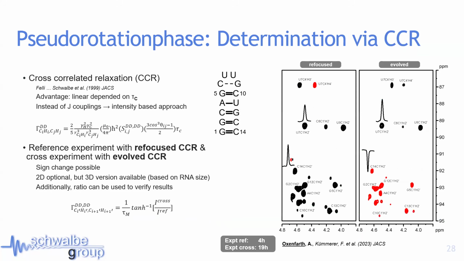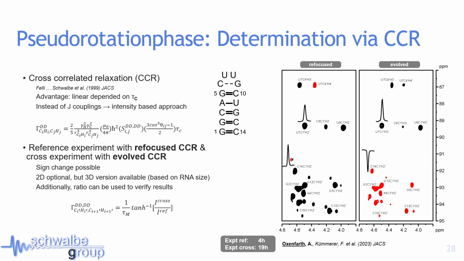We can also use cross-correlated relaxation rates. These are independent of K-plus parameterizations. They are just based on this nice equation over here, and the advantage is it's linear dependent on tau c. So if we use cross-correlated relaxation rates, the experiment is actually quite easy to evaluate because you just take the experiment where we refocus the cross-correlated relaxation rate, and in one experiment we let it evolve. And we just take the peak intensities of the reference and the cross signal, chuck it into this equation, and then we know what our CCR is.